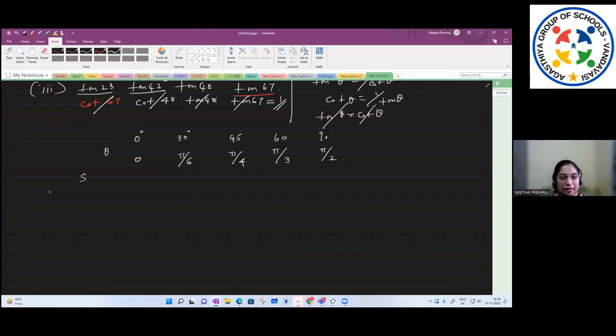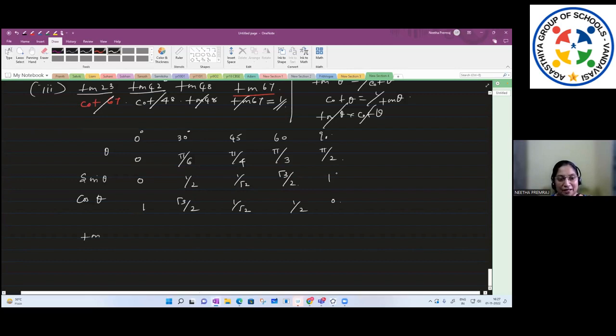Then sine theta. Sine 0 is 0. This is half. This is 1 by root 2. This is root 3 by 2. And this is 1. Just put a reverse of sine and you will get cos values. That is a trick you can do. See, 1, root 3 by 2, 1 by root 2, half, and 0.